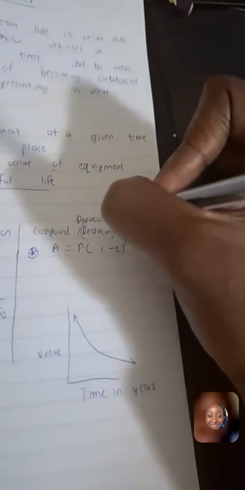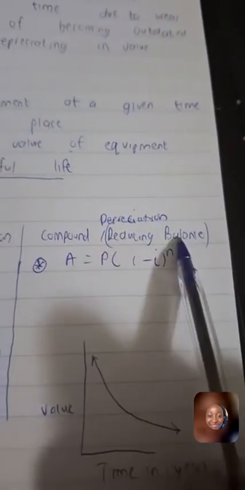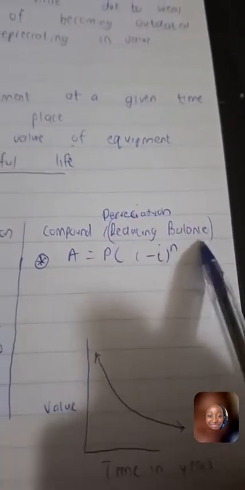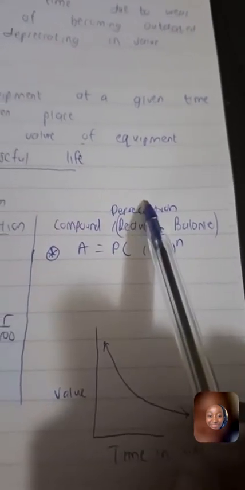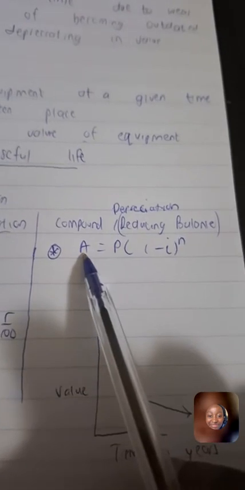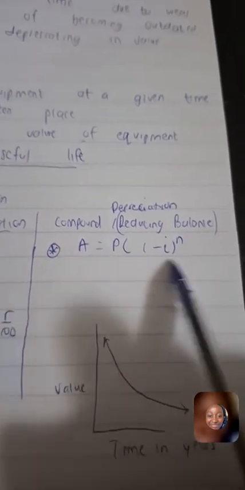Okay, then we can move on to the next formula, which is compound depreciation, sometimes referred to as the reducing balance method. So this is just another term that also means compound depreciation. This is the formula for compound depreciation. Does this look familiar?